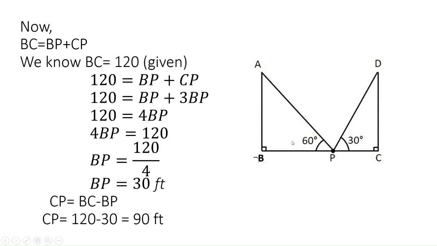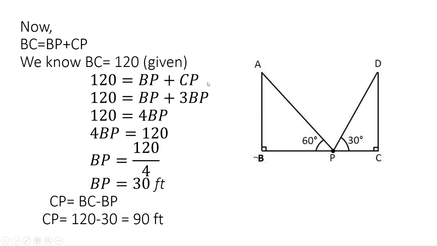Now, what do we know here? One point is clearly mentioned. A point is there on the road in between the poles only. So obviously, what can we write here? BC is the total width of the road. So the total width of the road will be equal to BP plus CP, because the point P is there on the road in between the poles. Obviously, we can write that BC is equal to BP plus CP, right?